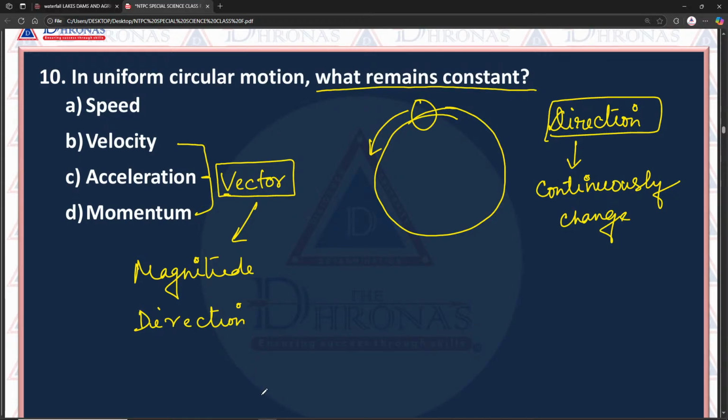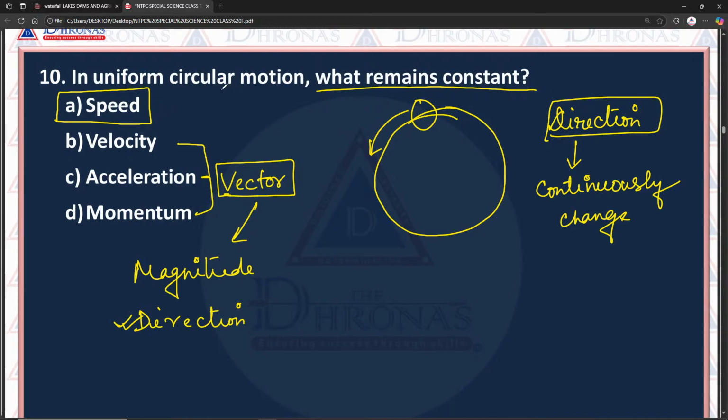There should be no change in any of the parameters. ना तो मैग्नीट्यूड ना तो डायरेक्शन. So if both of them are constant, then the quantity can be constant. So आपके direction यहाँ पे continuously change होता है in case of circular motion. So that means these vector quantities cannot be constant because उनका एक parameter continuously change हो रहा है. So बचा for speed. So speed can be constant in case of circular motion as well as in linear motion.